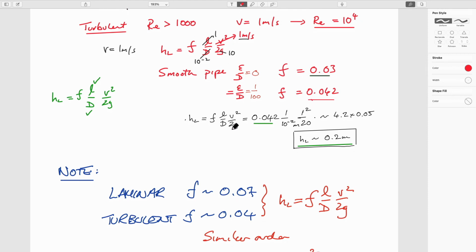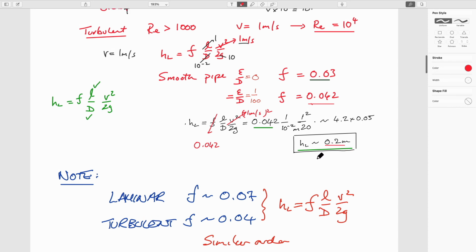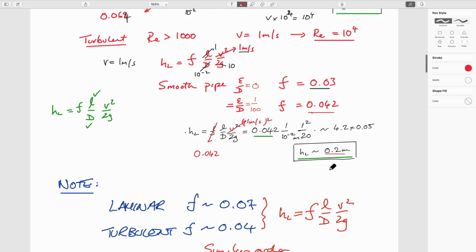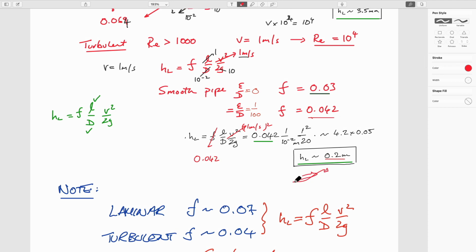And then as a function of this is now the velocity, which is equal to 1 meter a second all squared. This is equal to 10, this is equal to 1, this is equal to 10 to the minus 2. This now is equal to 0.042. And apparently if you calculate this out, the head loss is equal to 0.2 of a meter. And so we end up with two values. This is in millimeters. So 0.2 of a meter would be 200. This would be equal to 200 millimeters.